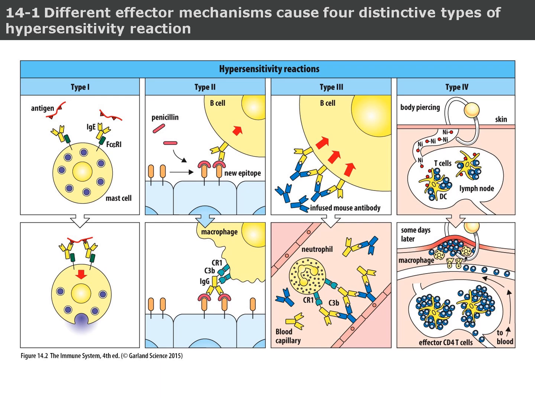This can happen, for example, when penicillin modifies host proteins and creates new epitopes. The binding of antibodies triggers complement activation and the recruitment of macrophages, leading to the destruction of the targeted cells.